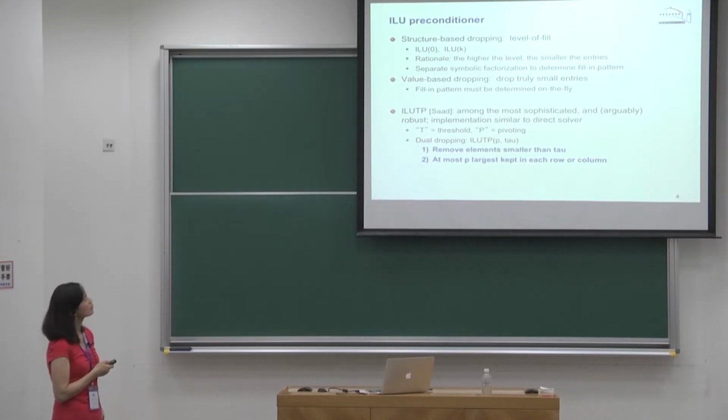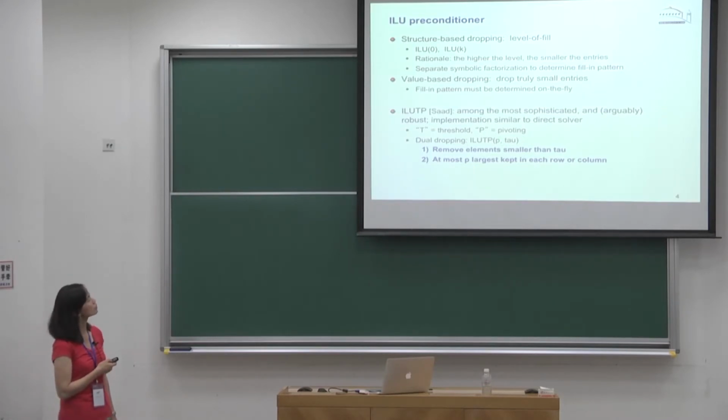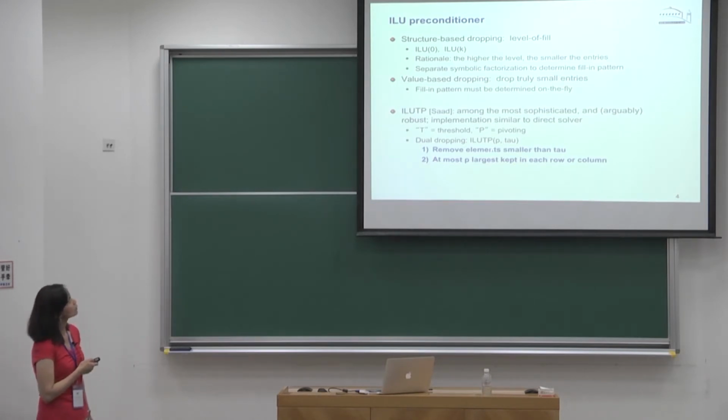And another one is sometimes this tolerance is not good enough to, say, preserve the sparsity. So he says that my secondary dropping criteria is I have another parameter called P, let's say 10, for example. Then I don't allow the number of fill in each column or in each row to be more than 10. If it's more than that, I leave only the largest 10. So there are these two criteria to help reduce the fill, the memory requirement.